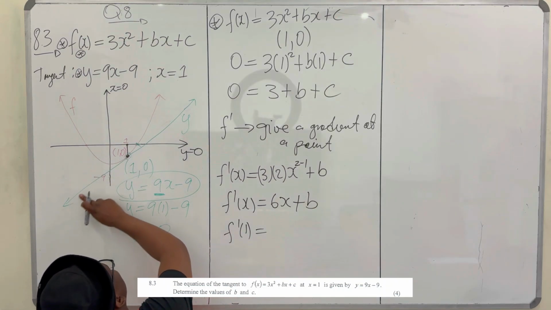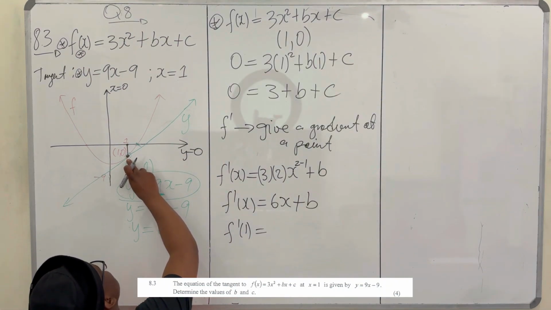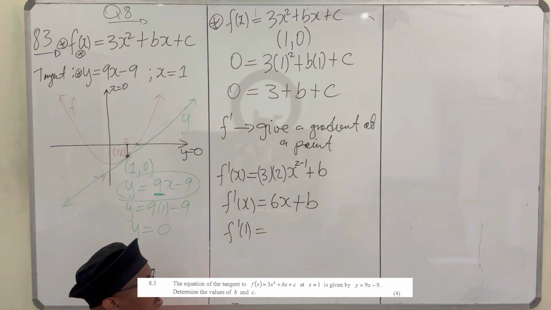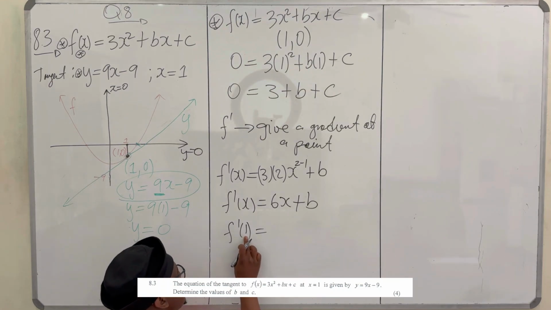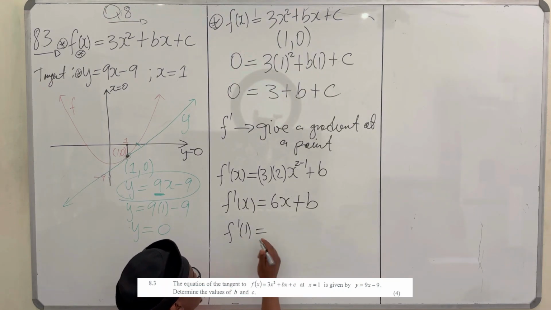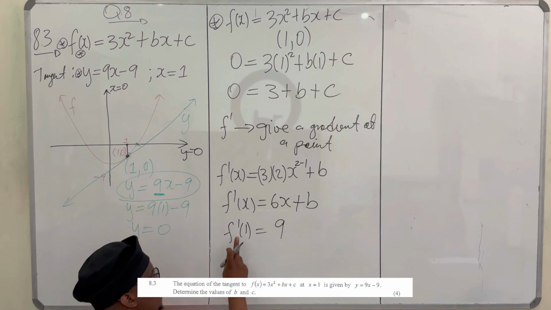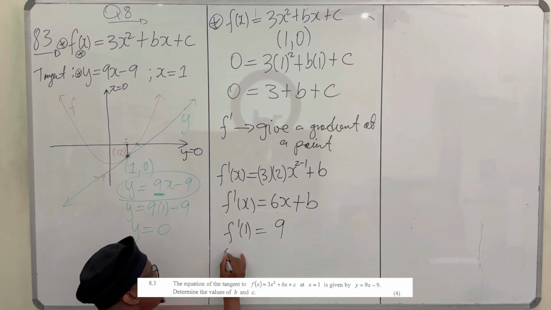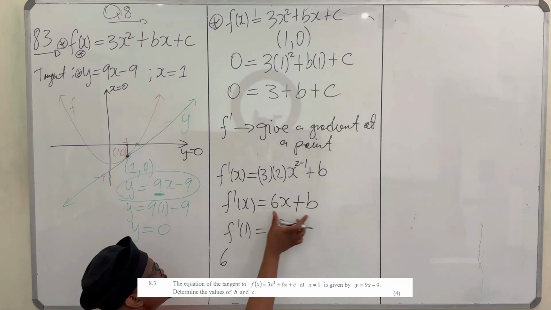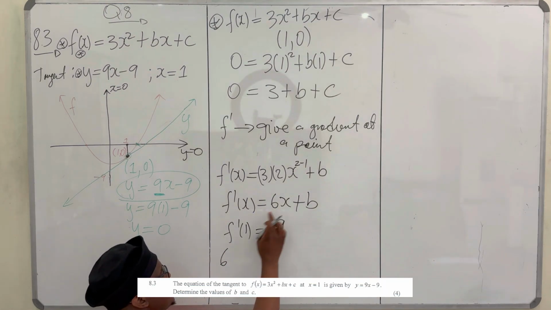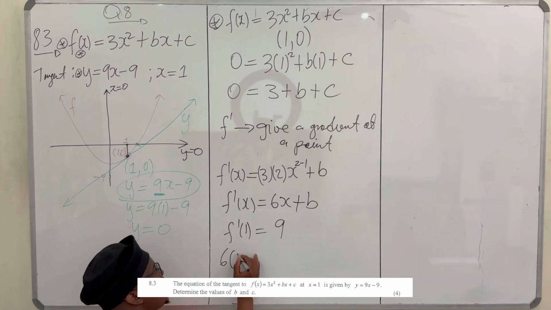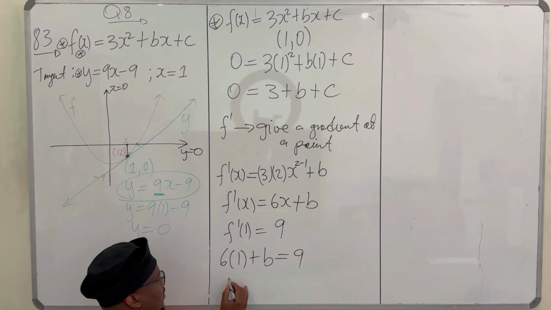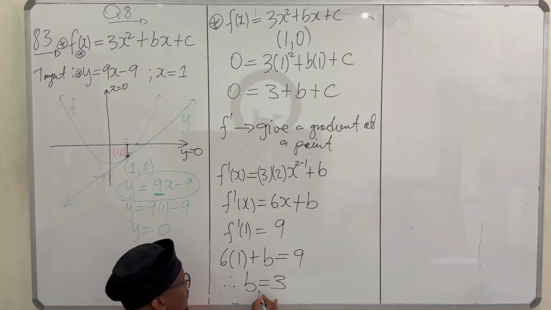And you know the green line has a gradient of 9 at x equal to 1. So even the red function should have the same gradient at that point. So you know that the gradient of f at x equal to 1 is equal to 9. So f prime at 1, you substitute 1 there. Because f prime is equal to this, if you are saying f prime at 1, you put in 1 there. So f prime at 1 is equal to 6 times 1 plus b is equal to 9. Therefore, your b is equal to 3.